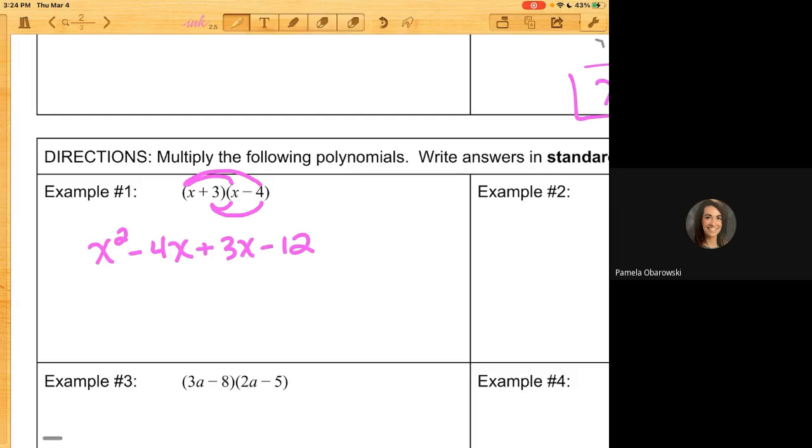And then, of course, we look for our like terms. And I get x squared minus 4x minus 12. My answer is in standard form.